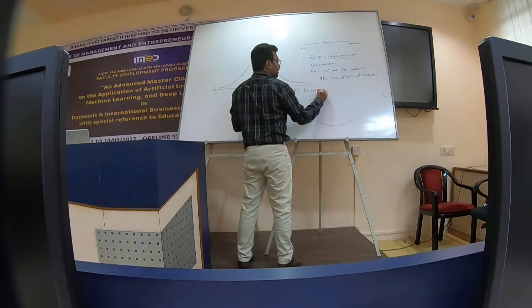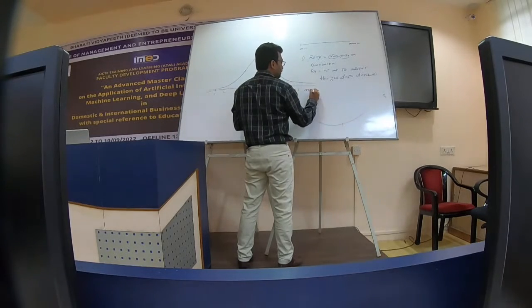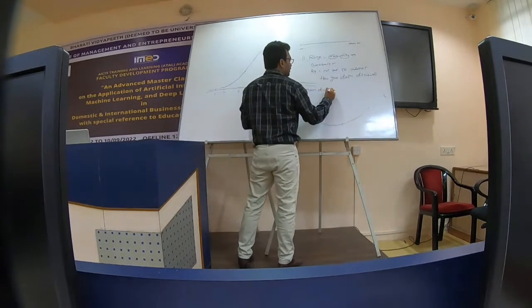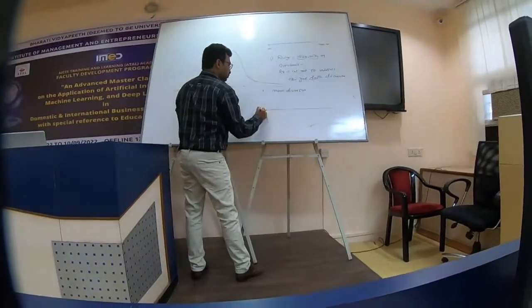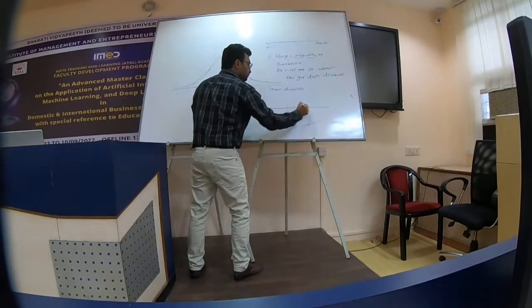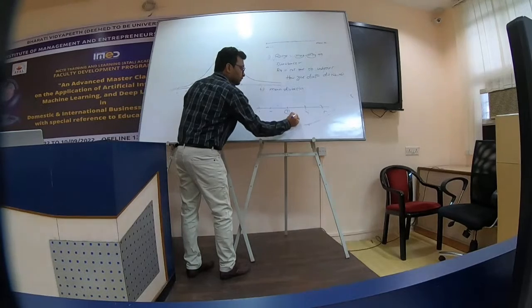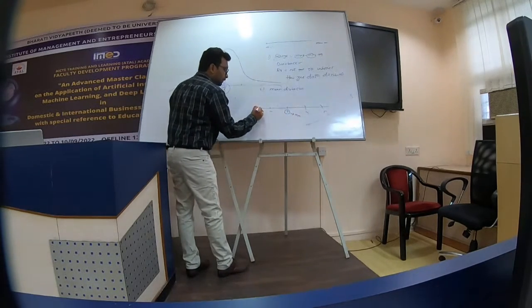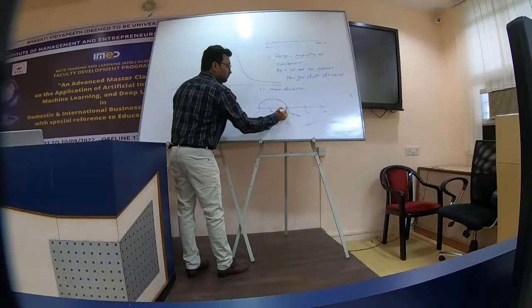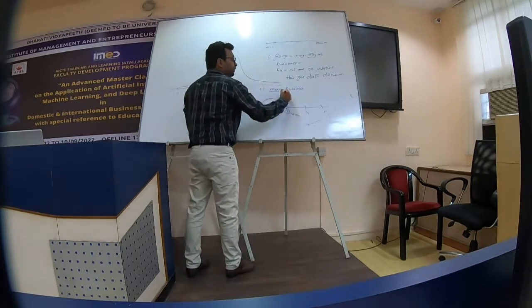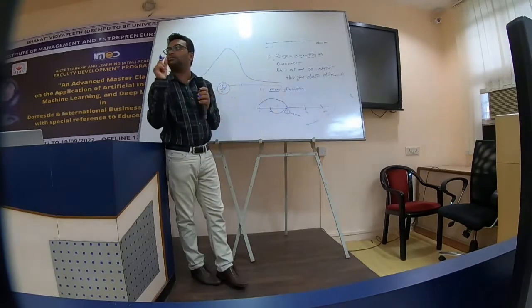We can say mean deviation. So what does mean deviation mean? Suppose you have values like 1, 2, 3, 4, 5. This is the mean, 3 is the mean. Now, how is each value deviated from the mean? That is called mean deviation. How each and every value is deviated from the mean.